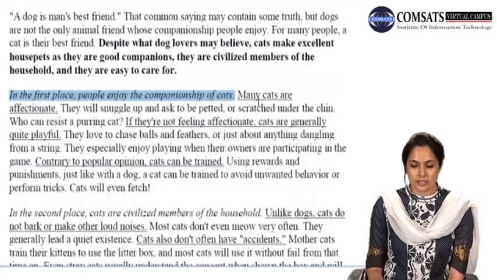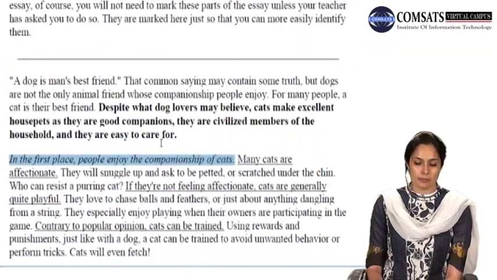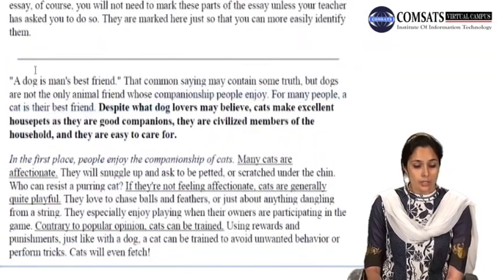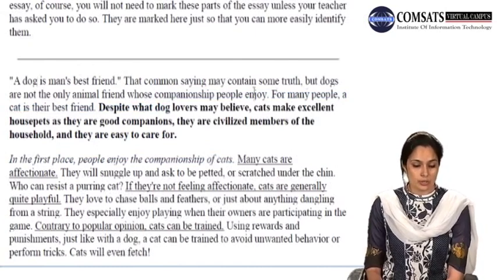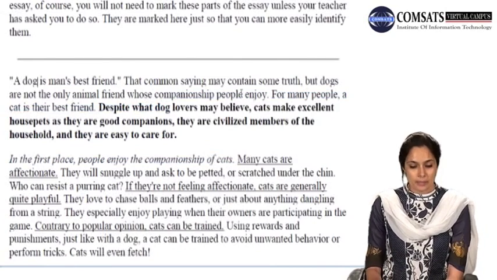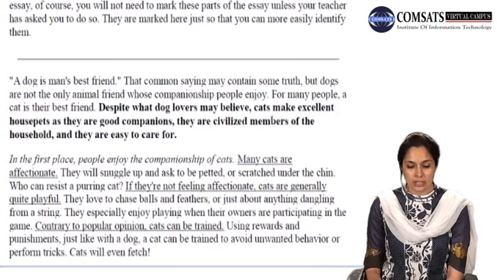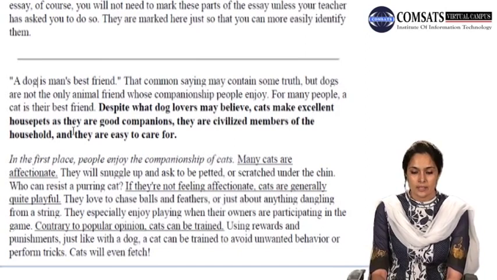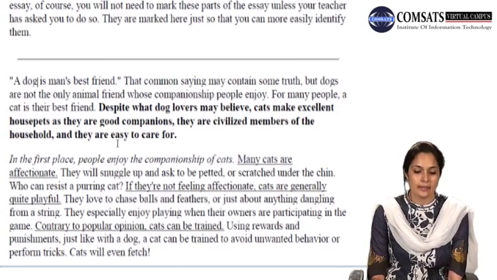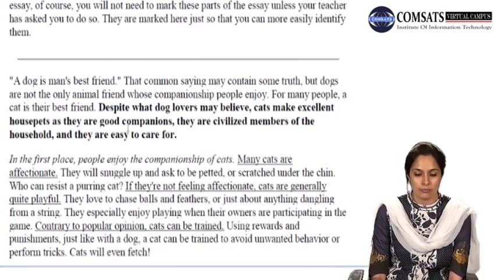Each main point is underlined. The important points in the paragraph are underlined. A dog is man's best friend. That common saying may contain some truth, but dogs are not the only animal friends whose companionship people enjoy. For many people, a cat is their best friend. Despite what dog lovers may believe, cats make excellent house pets as they are good companions. They are civilized members of the household and they are easy to take care of.